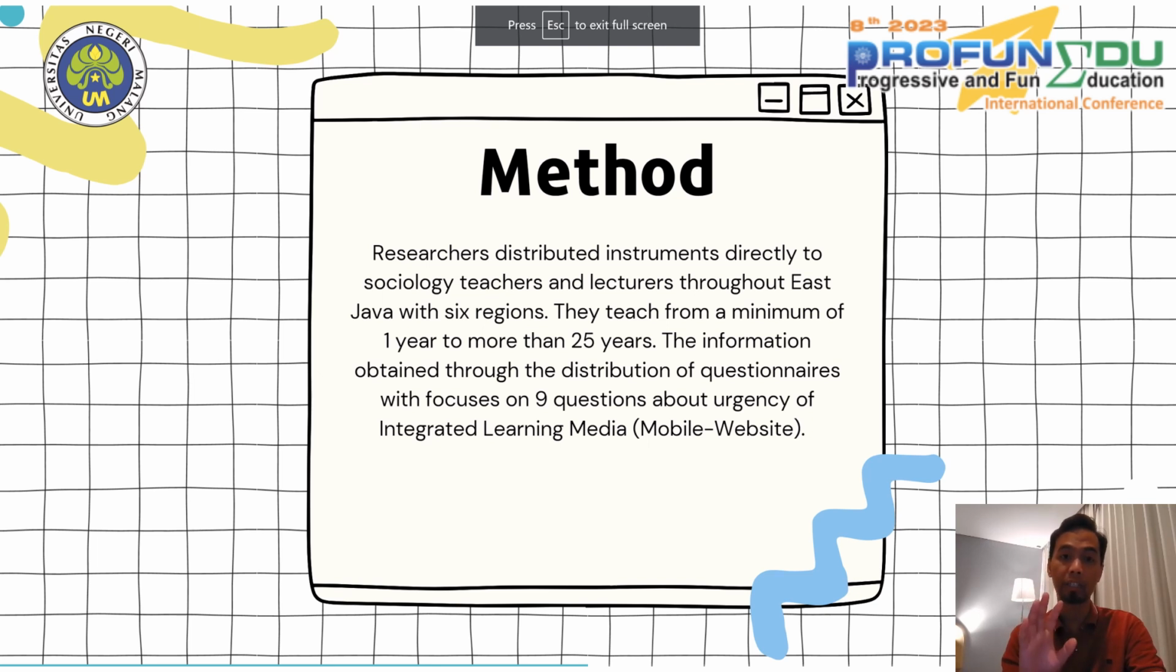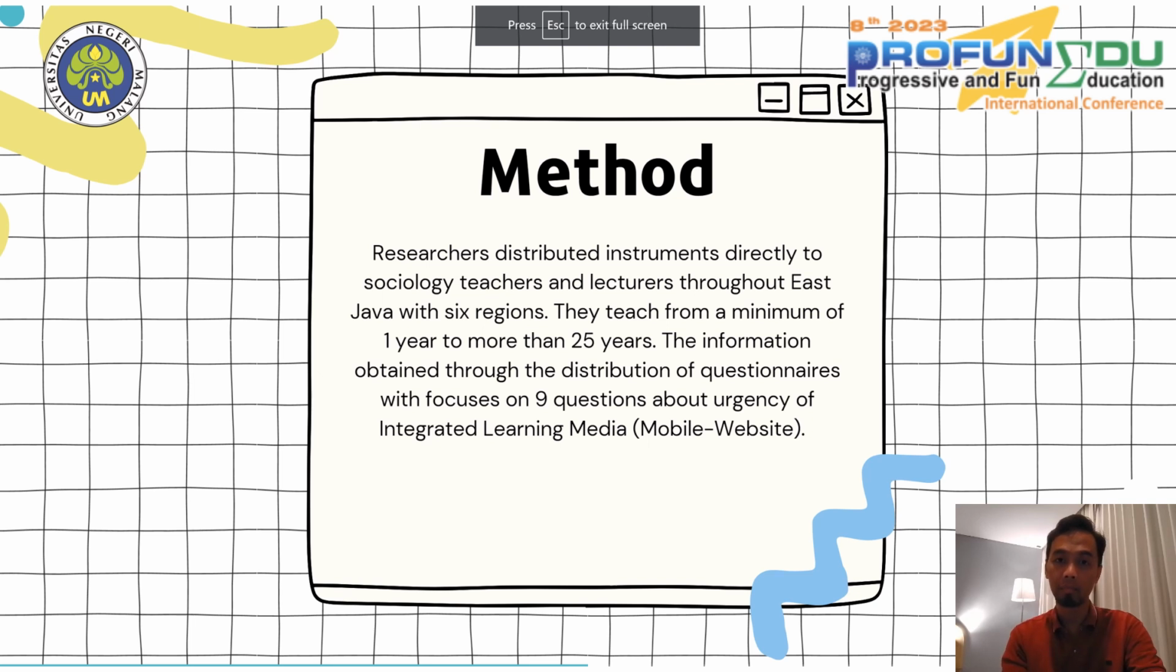There are 9 questions. The first question is about the teacher and lecture opinions regarding sociology learning material, and then the second is about understanding sociology learning provided by teacher and lecture, and then third is about ease of accessing books or learning resources, and then fourth, the need for learning support application to help understand sociology material.